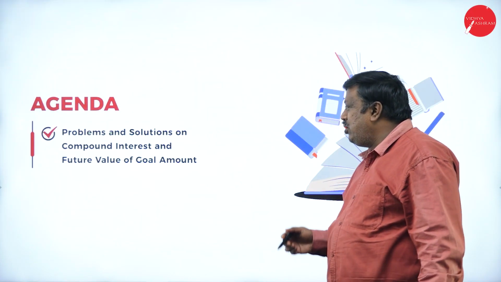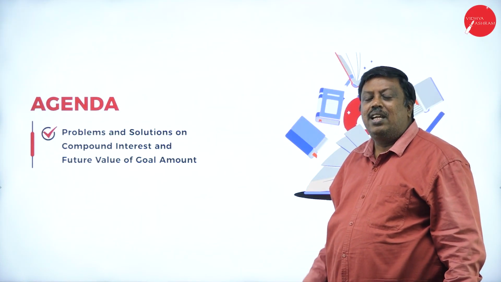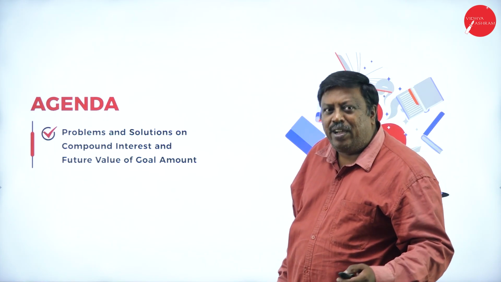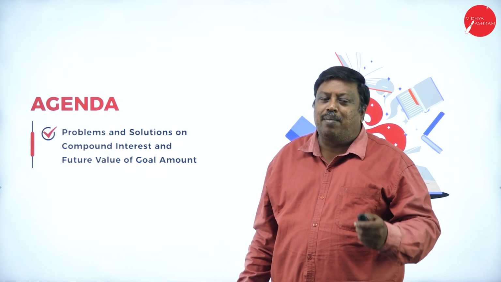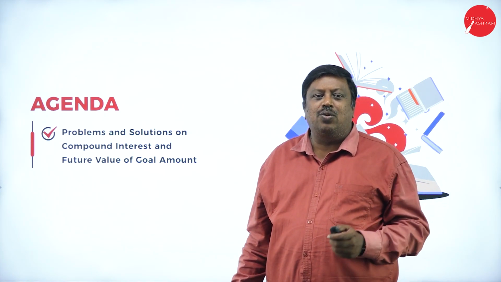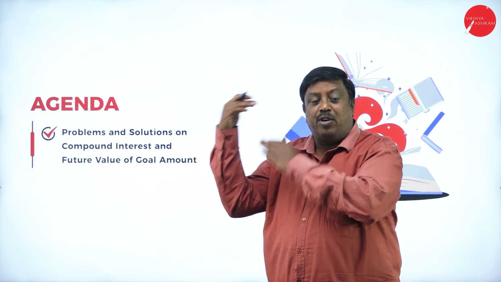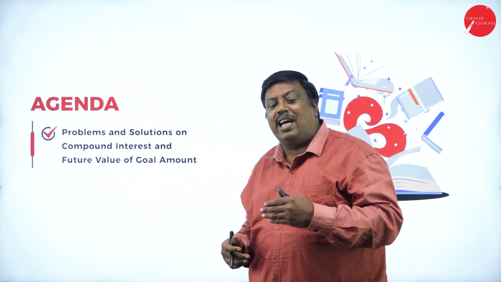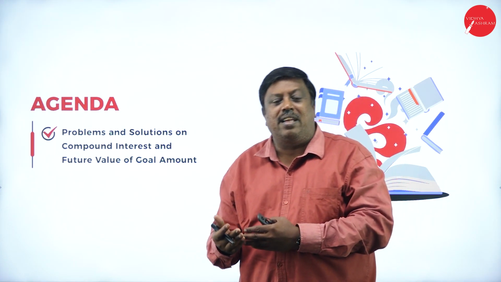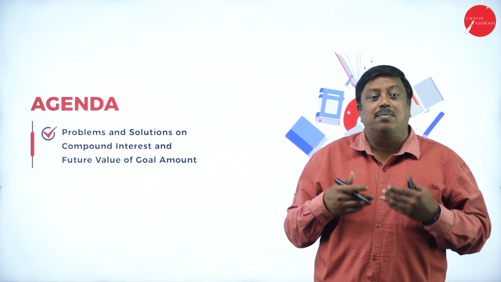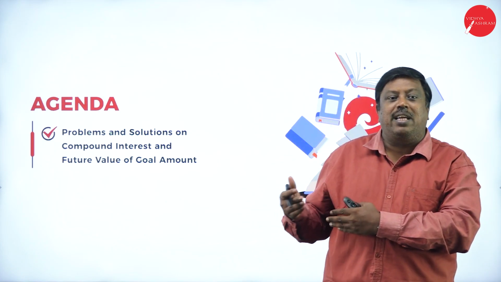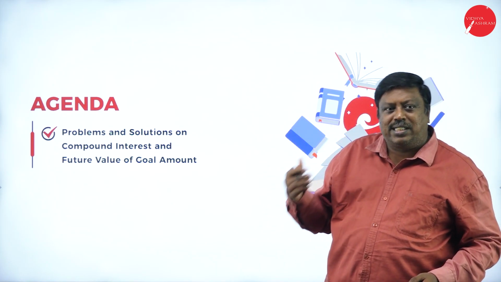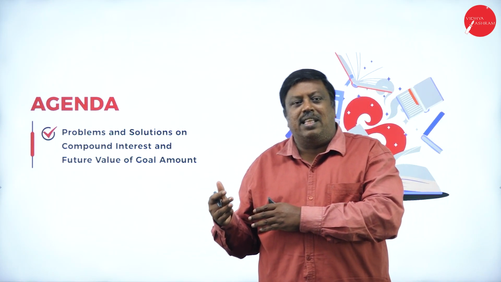The agenda is to solve problems on calculation of compound interest as well as future annuity value, that is what we are going to call the future goal amount of any person who is planning for his future: how much he has to save, how he can save it, and what the terms and conditions are, or what we call in financial terms, the savings he has to make for his future.